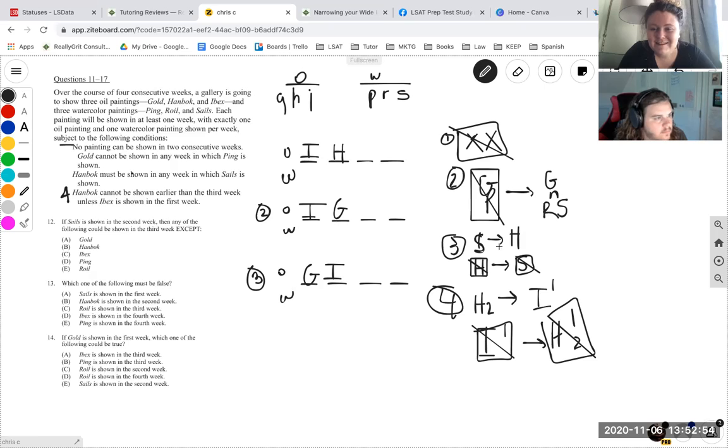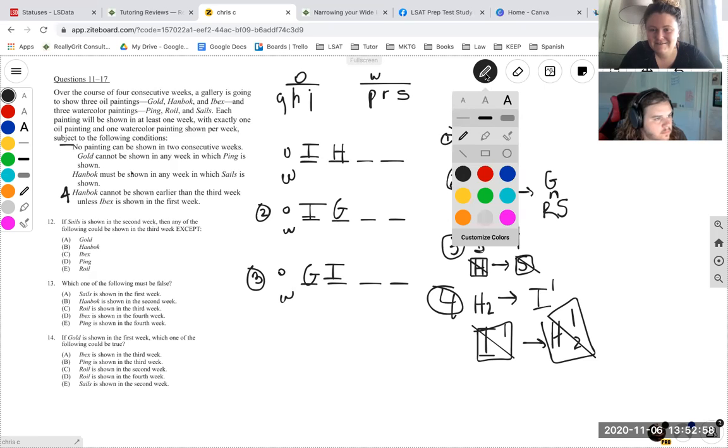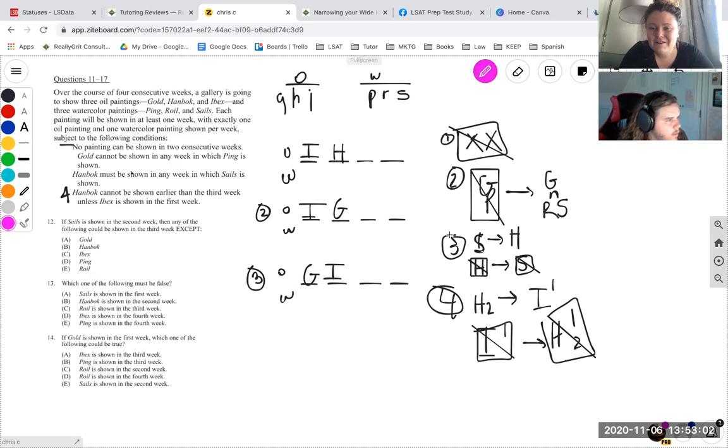If S is shown, that means that H is shown, correct? Yes. H must be shown in any week in which S is shown. Does that go both ways? No, it's a one-way arrow. So just if not S, it cannot be. So H could be with someone other than S, potentially, but S can only be with H.